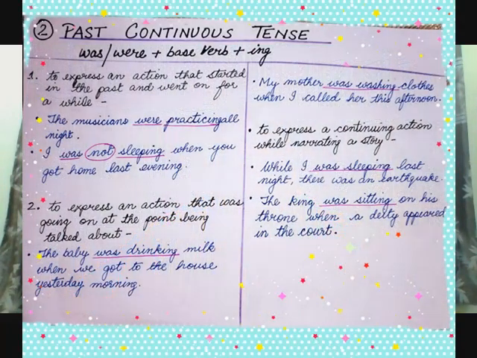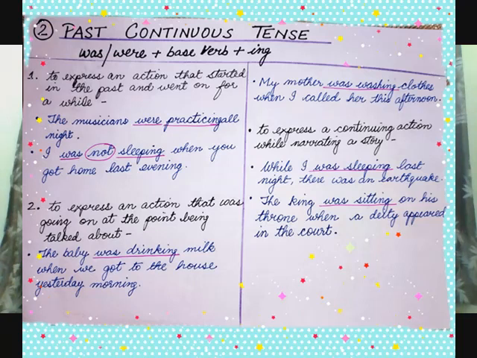On your screen, you can see the formula. Also, you can see a few examples. The formula is was or were plus base verb plus ing. Was is used for singular, whereas were is used with plural nouns.